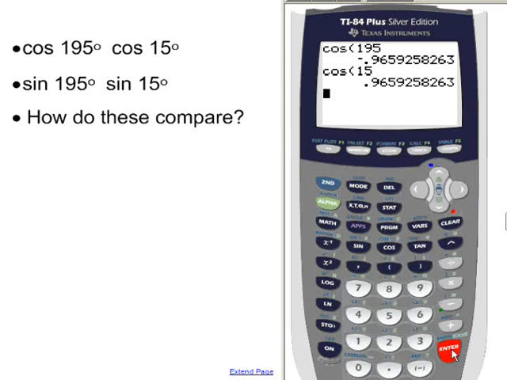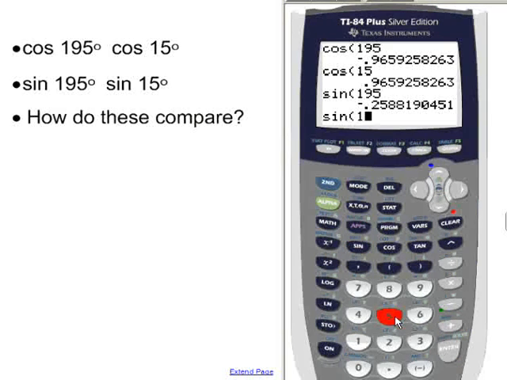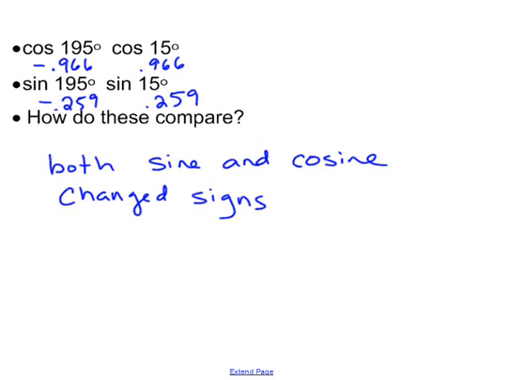So let's check what sine does. Sine of 195 versus sine of 15. This one switches signs. So let's put this information down so that we have it in our notes. Okay, so you can see I get those numbers in there, and then how do these compare? Both the sine and the cosine change signs.